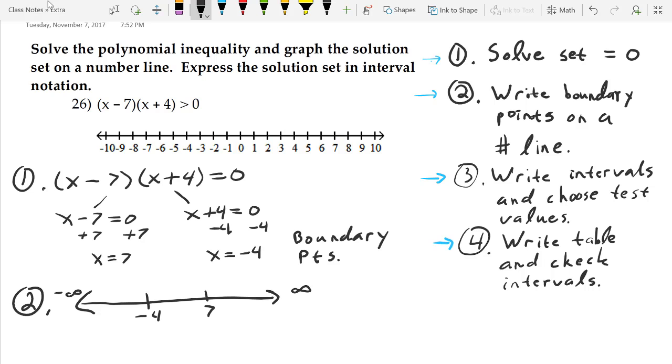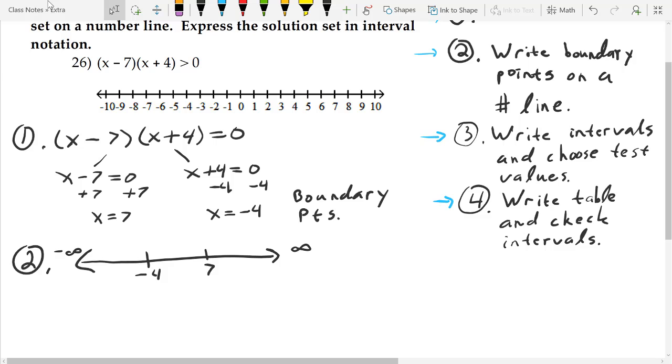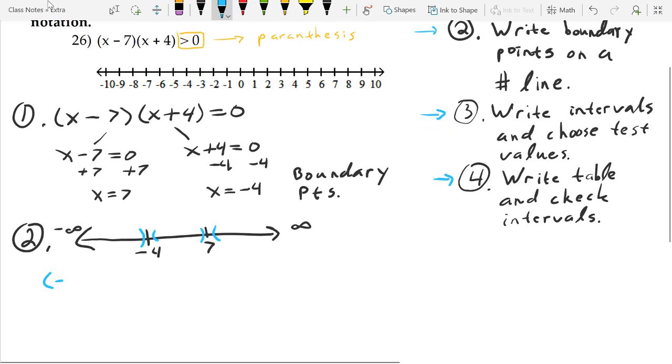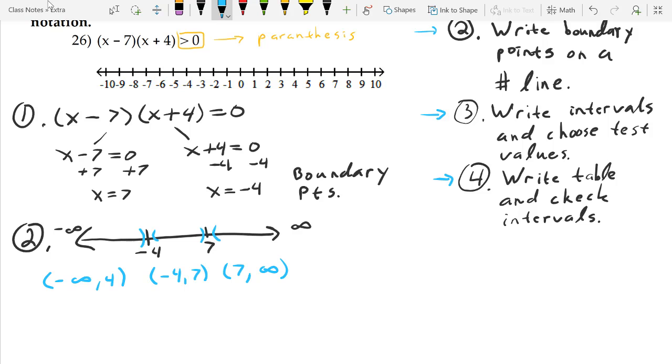So now, once we get it set up this way, we're going to write our intervals from our number line. The original inequality is a greater than 0 situation. That means we're going to need to use parentheses in our interval notation. So I'm going to put parentheses on either side of negative 4 and on either side of 7. Meaning I have the intervals negative infinity to negative 4, negative 4 to 7, and then 7 to infinity.